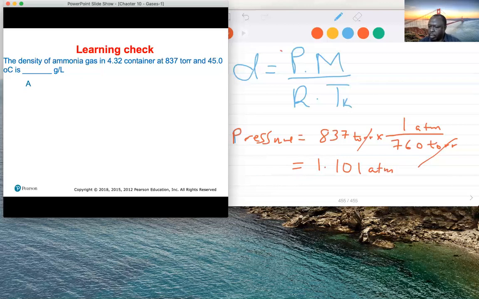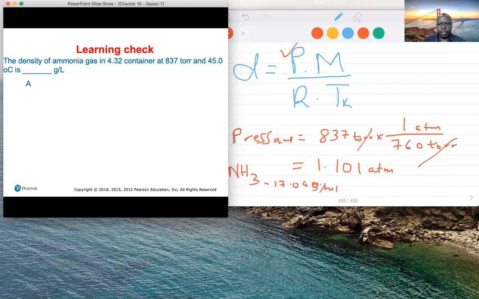So I'm done with the pressure. Where is the molar mass? This is again a question of knowing the chemical formula for ammonia. Ammonia is NH3. You have to find the molar mass of that: 14.01 plus, all right, 17.04 grams per mole. That is the molar mass of ammonia.